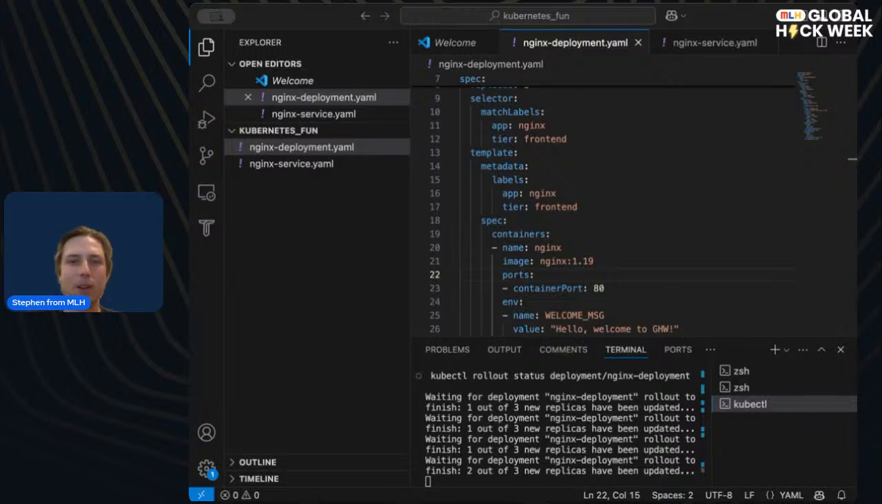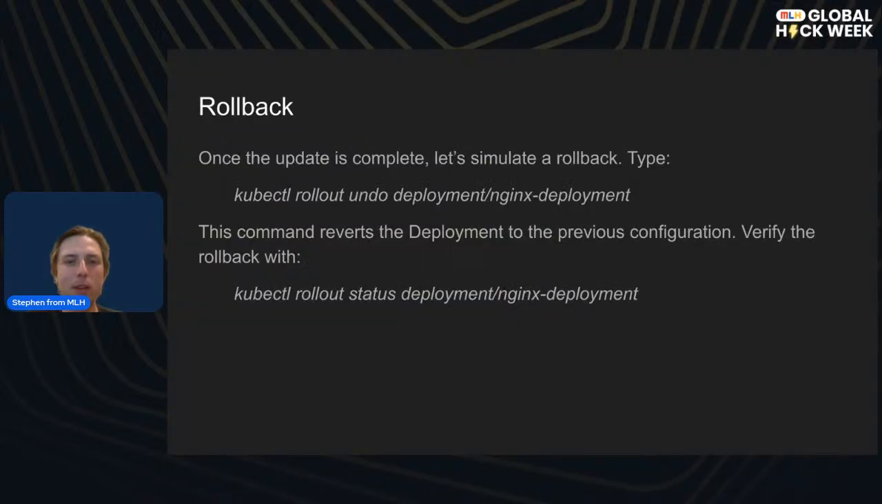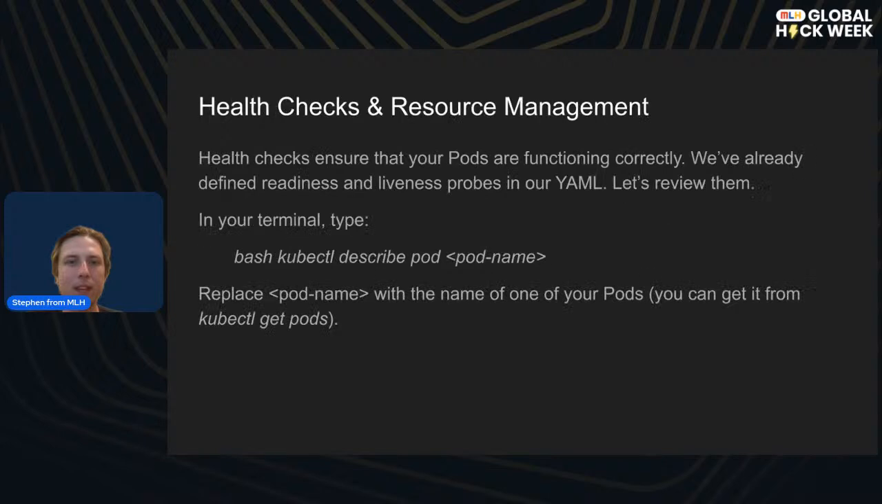Okay, so while that's working, we're going to continue along here. Next thing we want to try is health checks. So health checks can ensure that your pods are functioning correctly. Okay, so we've already defined readiness and liveness probes in our YAML. So we can now review them a little bit.